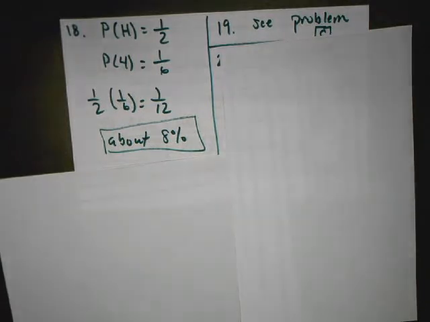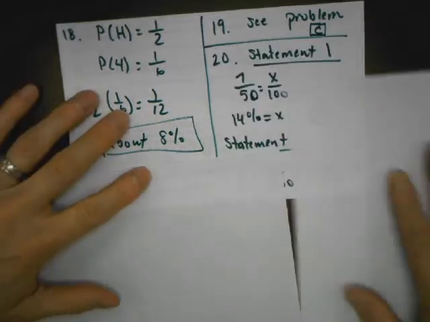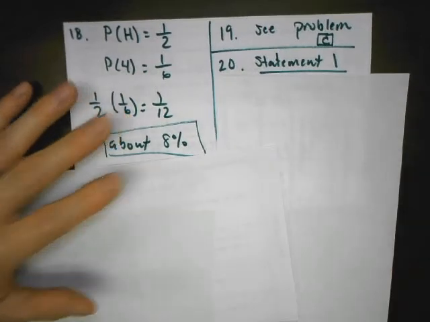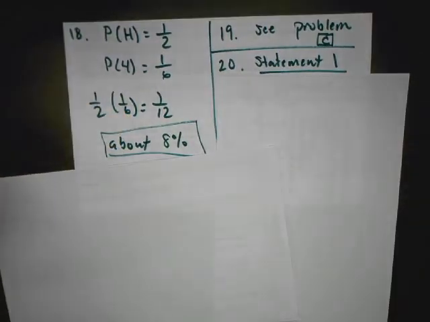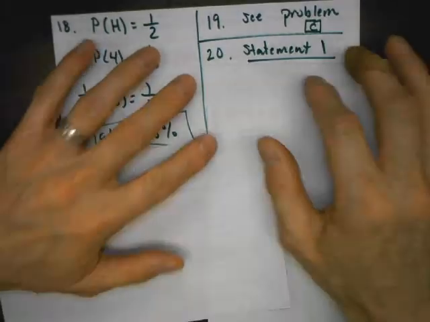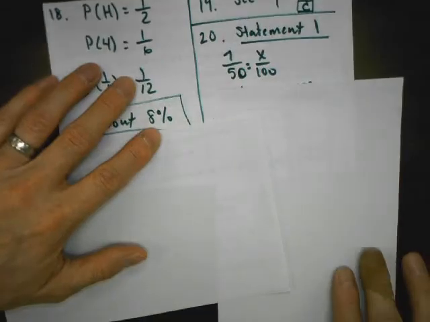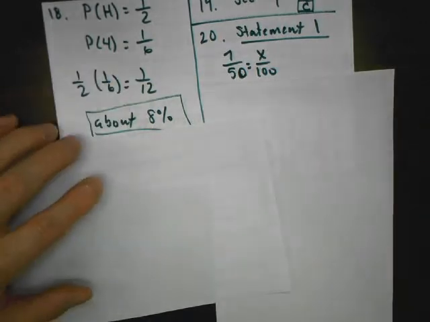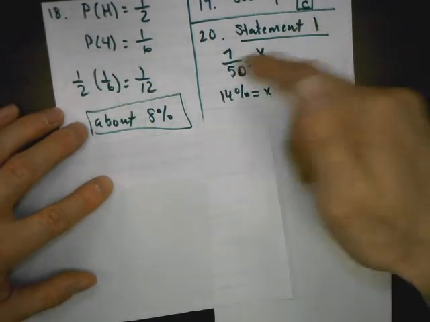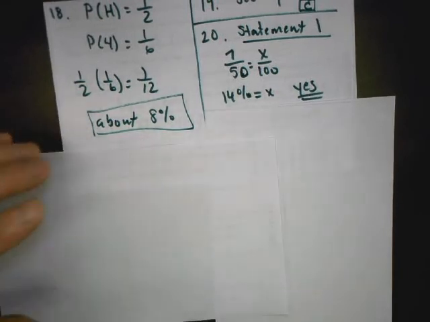Problem 20. 50 teachers were asked to share who their favorite teachers were out of Stevie Wonder, George Michael, Adam Levine, and Katy Perry. And then it says pick which statements are true. Statement 1 says that 14% of the teachers prefer Stevie Wonder. In the table, there were 7 teachers out of, and you add those up, you get 50. So is 7 out of 50 14%? When you cross multiply and divide, yes it is. So statement 1 is true.